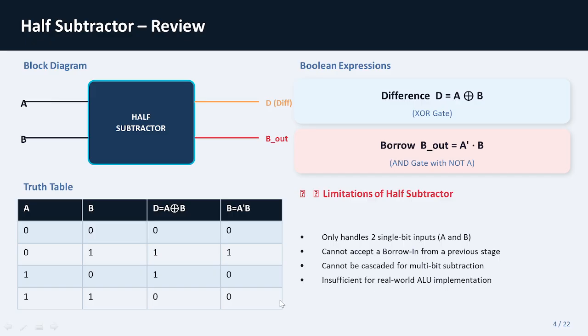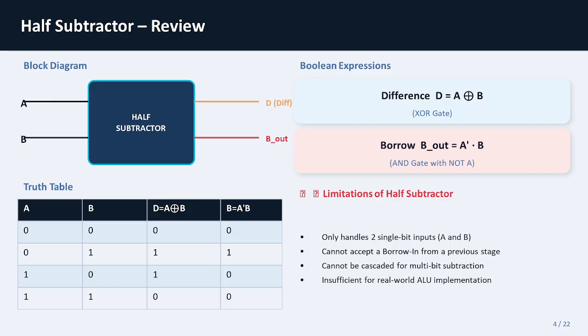There are also limitations in the subtractor. It can only handle two single bits. What happens if you are getting a borrow in from another subtractor? Suppose your subtractors are connected to each other. The borrow that is generated here needs to be transferred to the other subtractor, and at that time you can't achieve that. So it only handles two single bits; that is the limitation.